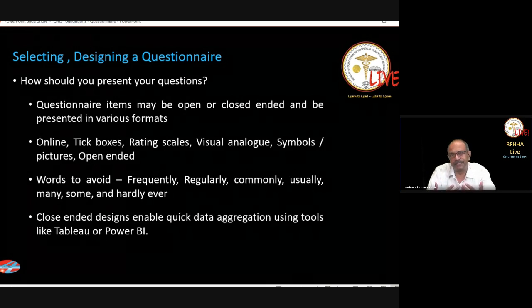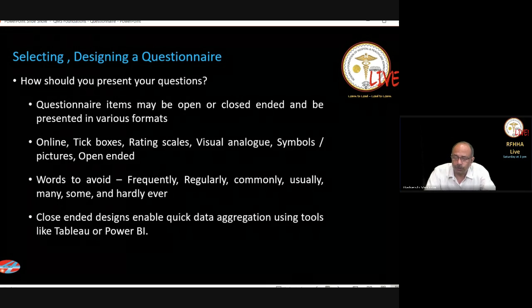Basically, the patient has not understood the question and therefore gives you an answer which in his understanding is the correct answer but may not be correct for your purpose. Another word to avoid is usually, many, some, hardly ever. These are words which always give a different answer from different people. So even if you're using the same standardized questionnaire, but it has these words, you will get answers which may not be comparable.